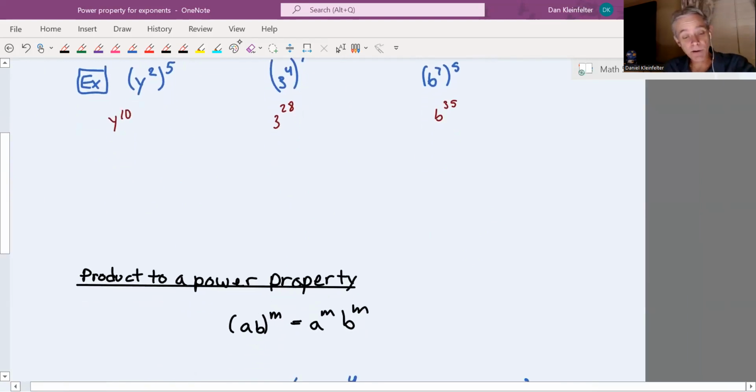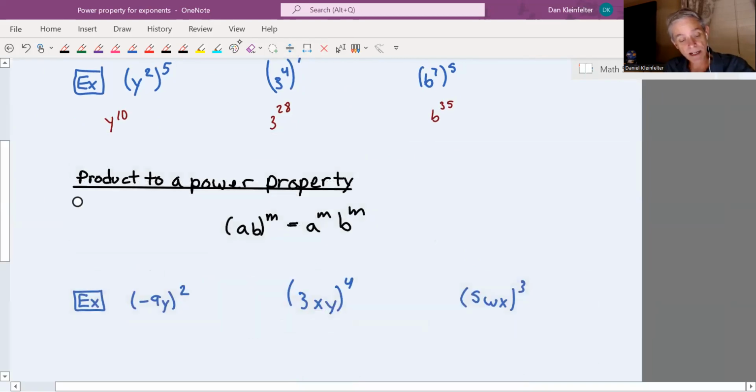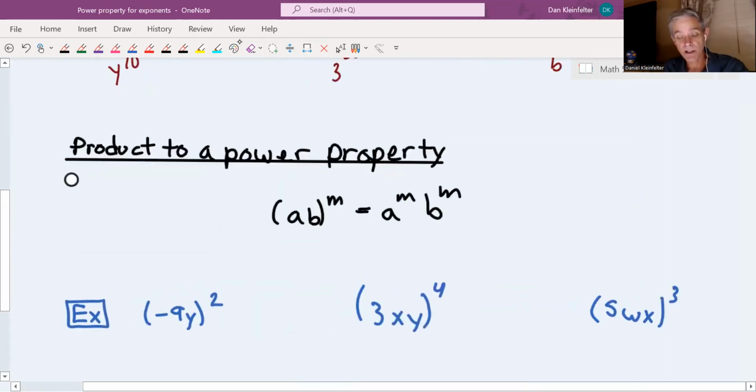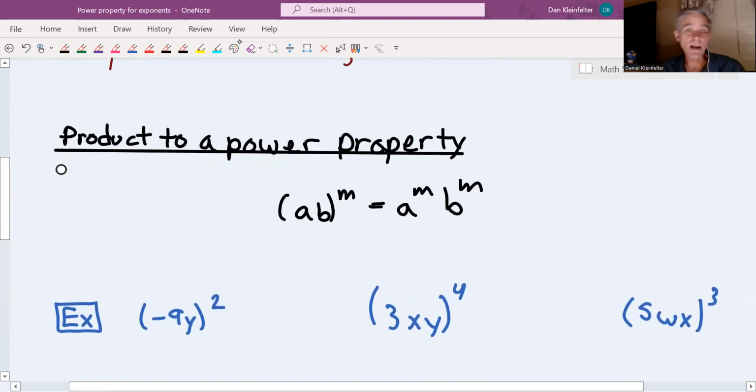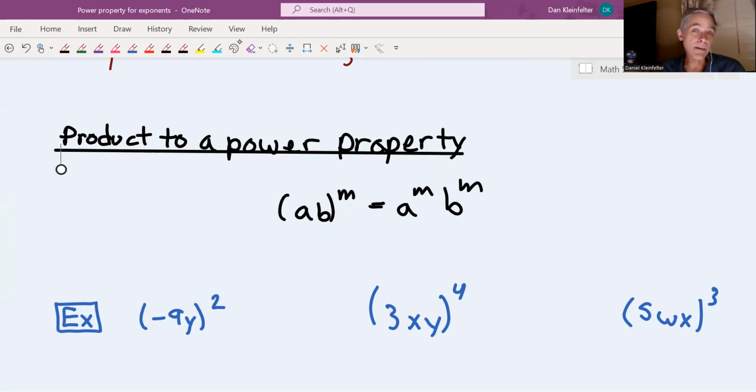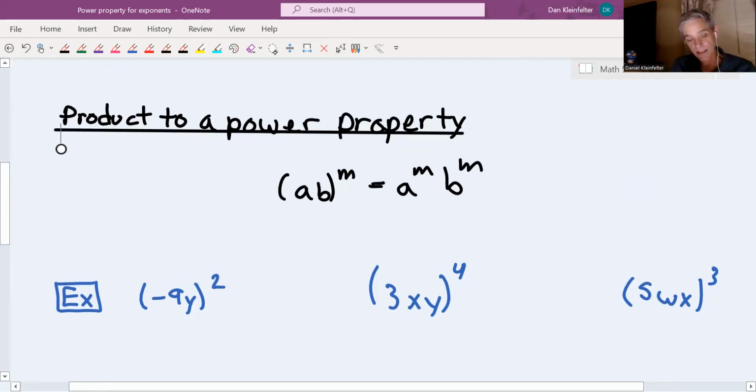Okay, next exponent rule is the product raised to a power property. So this one, we have 2 different bases this time. So if you have a product, ab, raised to the m power, then you can give that power to each of the 2 factors inside, a and b. So let's try. Actually, let me show an example that illustrates how it works.